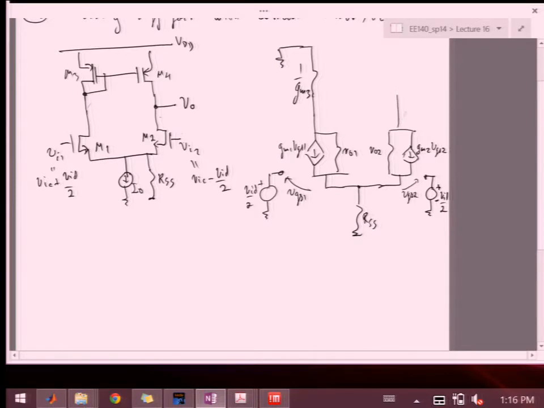On this side up, we have the source. And then, again, the output impedance. And this will be GM4 VSG4 because this is a PFET. This will be grounded. And then on this one, we have this VSG4.